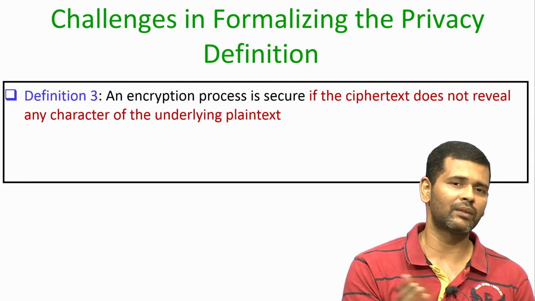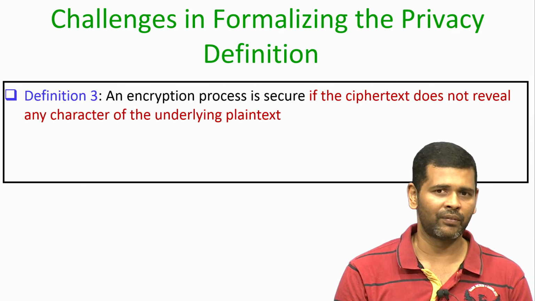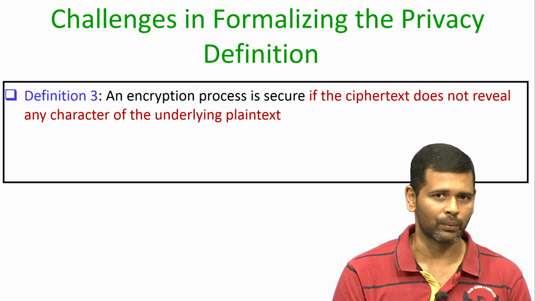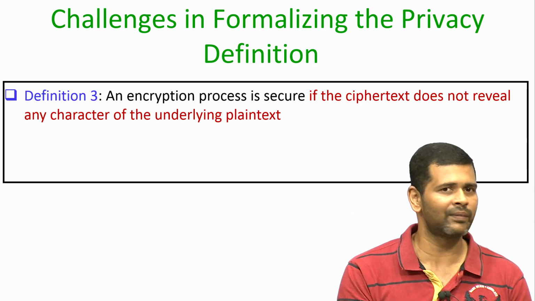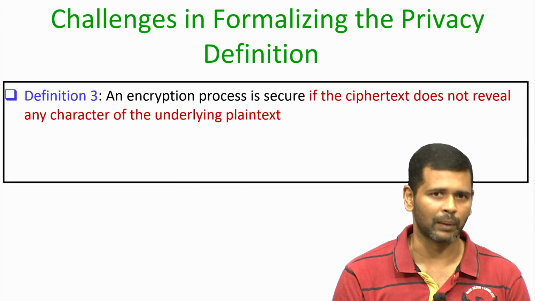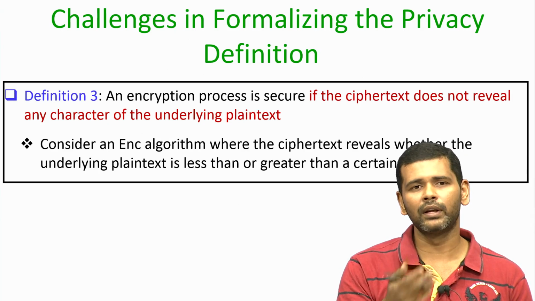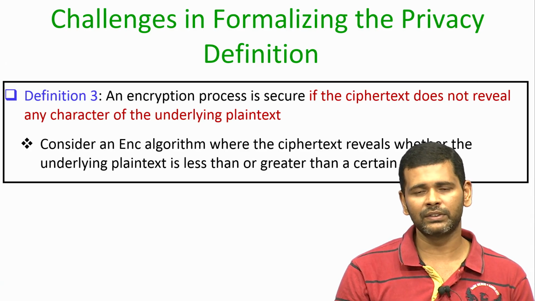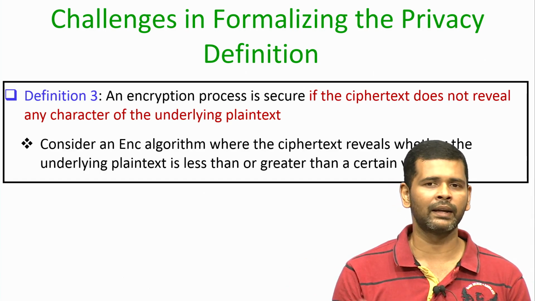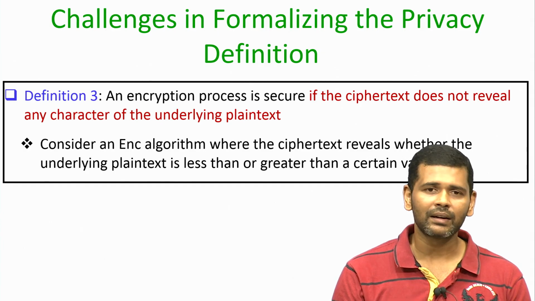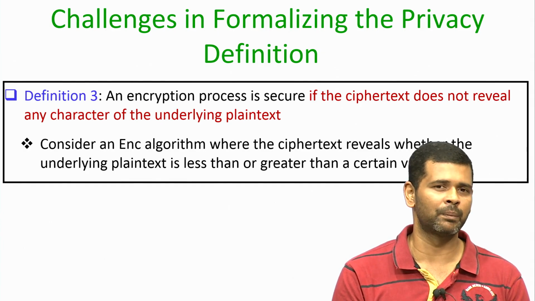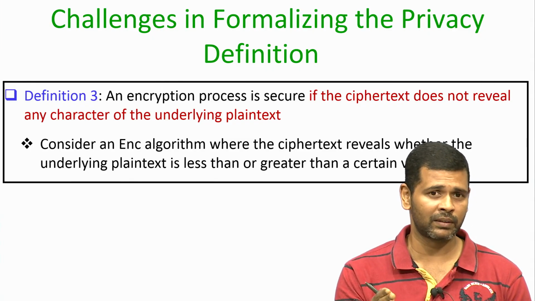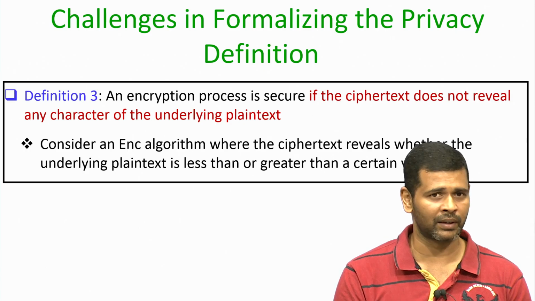So, this will take care of the potential bug in definition 2, or the candidate encryption scheme that we proposed to violate definition 2, because now even if 1% is revealed, it is not going to satisfy definition 3. But again, there is a potential loophole in this definition. Consider an encryption algorithm where the ciphertext does not indeed reveal any of the underlying characters of the plain text, but the ciphertext might reveal the range of the plain text, namely whether the plain text is less than a particular threshold or greater than a particular threshold.